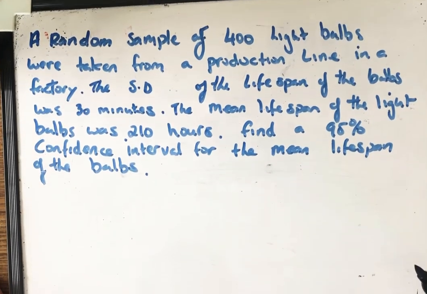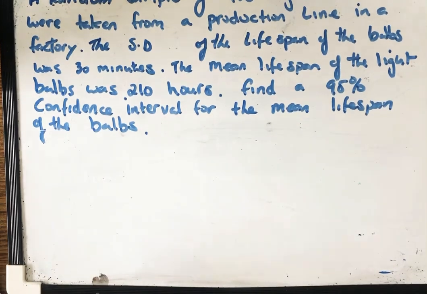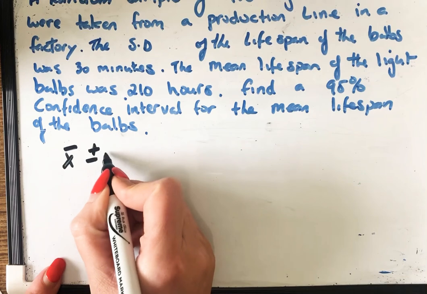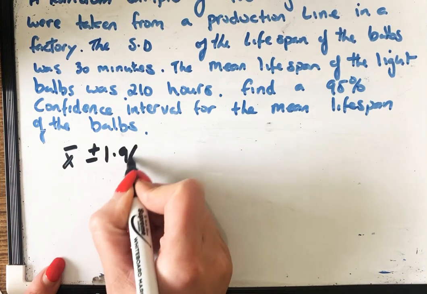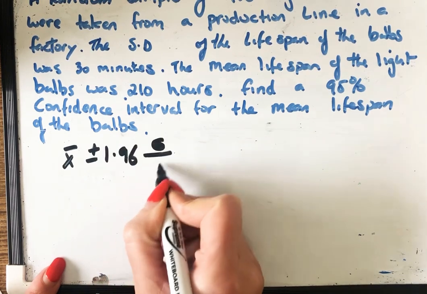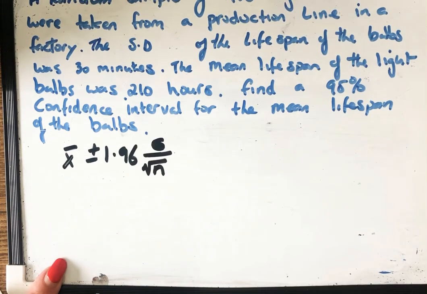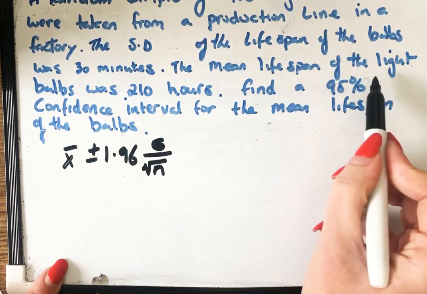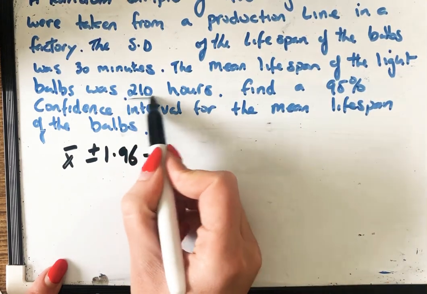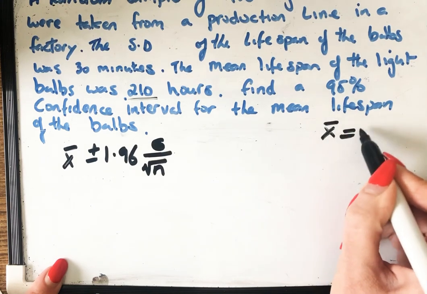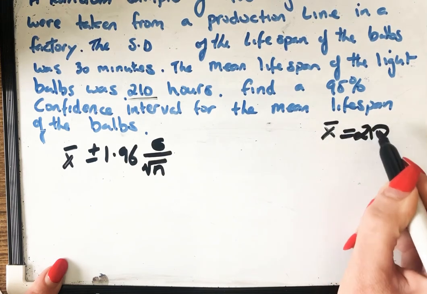So let's begin by firstly writing down our formula. So we have x bar plus or minus 1.96 sigma over root n. Okay, so let's look at our question for the keywords. Well, our x bar is our mean. So our mean lifespan of the bulbs was 210. So over here, let's write down x bar equals 210.